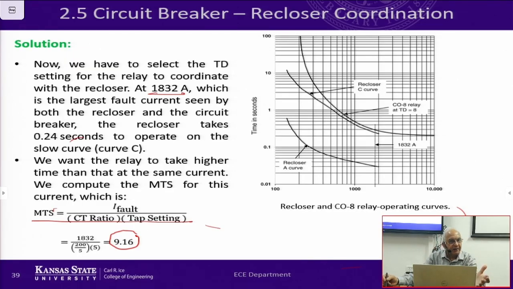The time dial in the new digital relays, you can pick fractional numbers like 8.1, 8.2, 8.3. So you can increase it by a little bit if you want to put more spacing. But in old mechanical relays, we had to pick integers. I think it was in increments of 1/2 that you had to use.